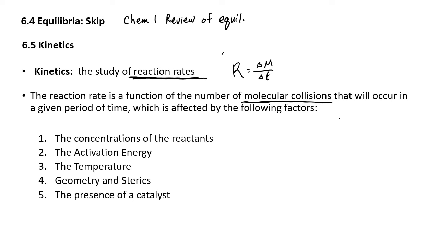Geometry and sterics has to do with the orientation of the molecules when they collide, and that helps us to understand if a collision will be successful. And finally, the presence of a catalyst. Catalysts simply speed up reactions. They don't shift the equilibrium, but they make them go faster. And they can do that by actually changing the mechanism by which the reaction occurs.